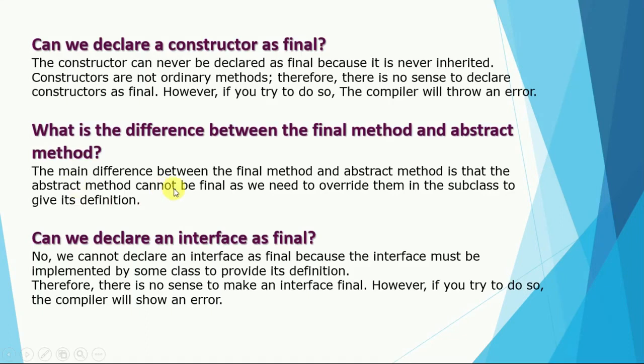So can we declare an interface as final? No, we cannot declare an interface as final because an interface must be implemented. We need some class to give the implementation of the interface to provide its definition. If we declare an interface as final, we can't give a particular implementation of that interface. Therefore there is no sense in making an interface final. If you try to do so, the compiler will show an error.